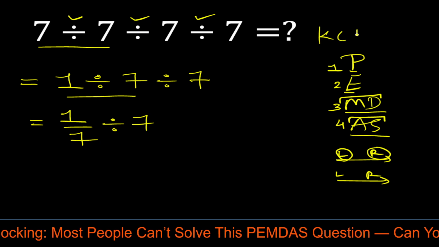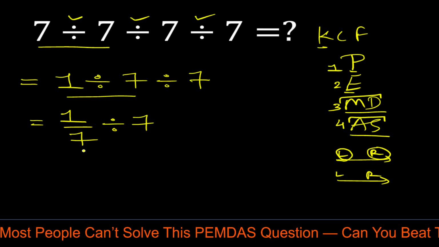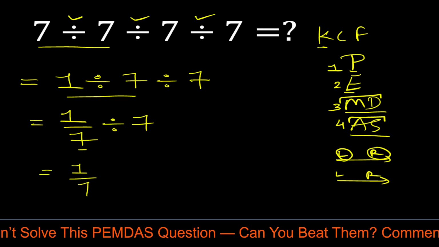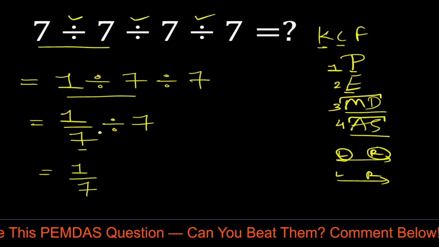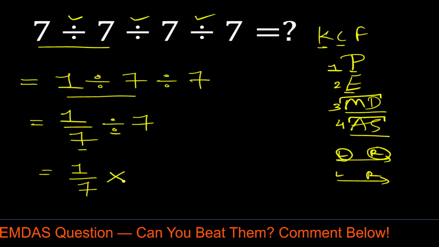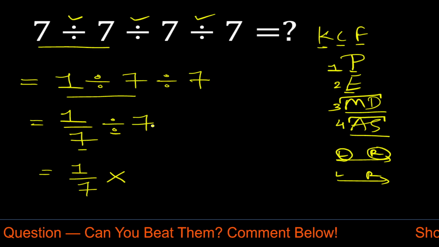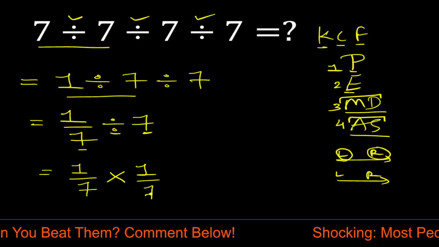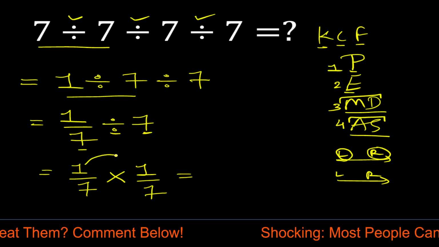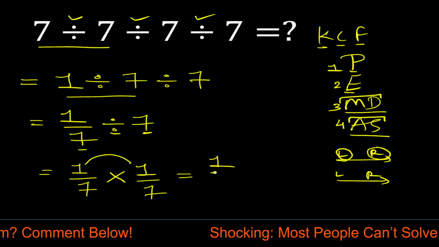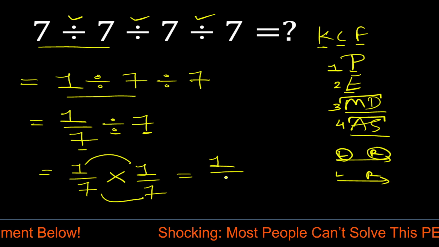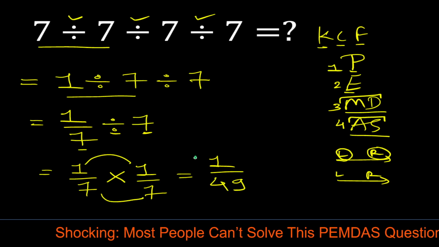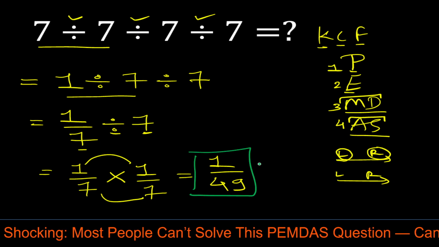Now according to KCF rule, K means keep this first fraction 1 upon 7 as it is same. Then C means change this sign from division to multiplication. Then F means flip this 7, which gives 1 upon 7, right? Now 1 times 1, so 1 times 1 is equal to 1, and 7 times 7, so 7 times 7 is equal to 49, right? So the correct answer is 1 upon 49.